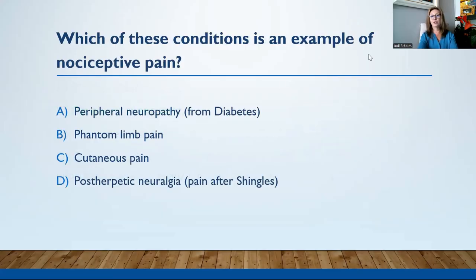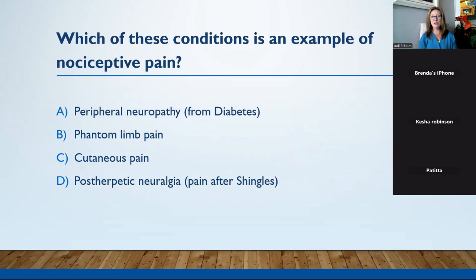Okay, tough question coming up. Which of these conditions is an example of nociceptive pain? Oh, Lord. I just learned this. Nociceptive. So one of these, A, B, C, or D, is an example. There's only one example in here.